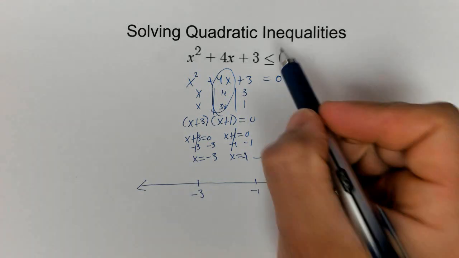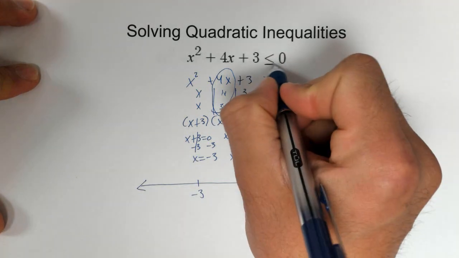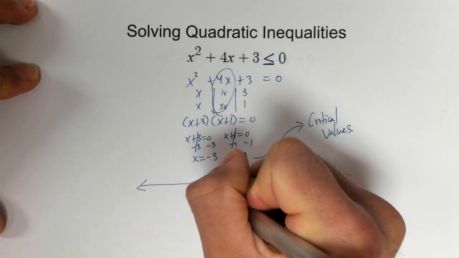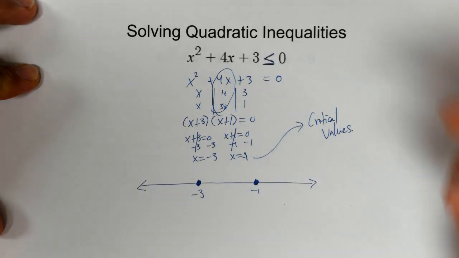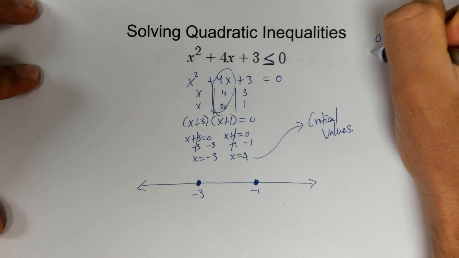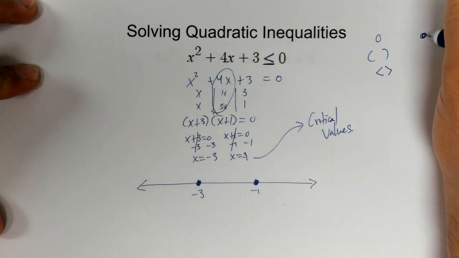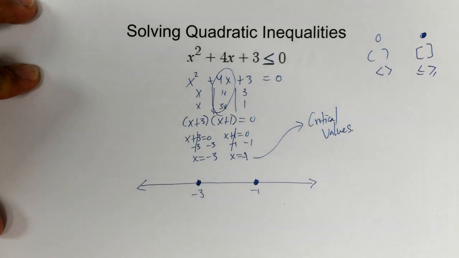Right? So because there's a less than or equal to symbol here, the equal to component makes me want to already do these as circled dots or closed dots. Remember that open circles deal with parentheses and the less than or greater than symbol, and closed circles deal with the brackets and less than or equal to and greater than or equal to symbol when you're dealing with inequality versus interval notation, right?